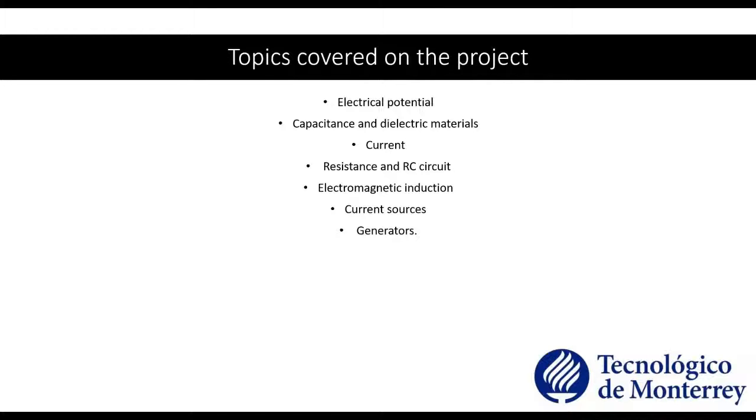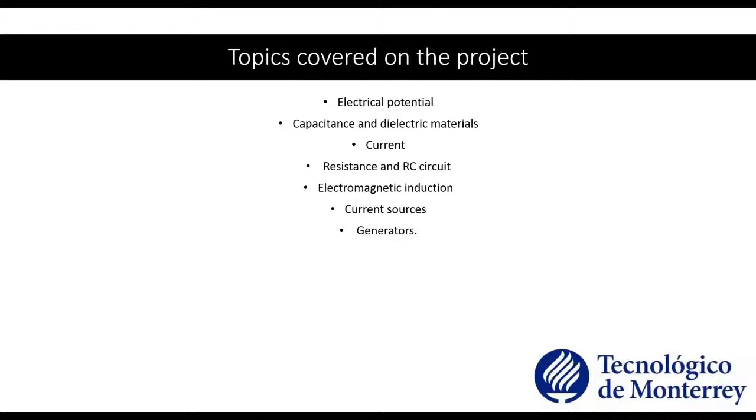Topics covered on the project. In this section, we will define the concepts that help us to create our project. Electrical potential is the amount of work needed to move a unit of positive charge from a reference point to a specific point inside the field without producing an acceleration. Capacitance is the ratio of the change in an electrical charge in a system to the corresponding change in its electrical potential. Dielectric is an electrical insulator that can be polarized by an applied electrical field.